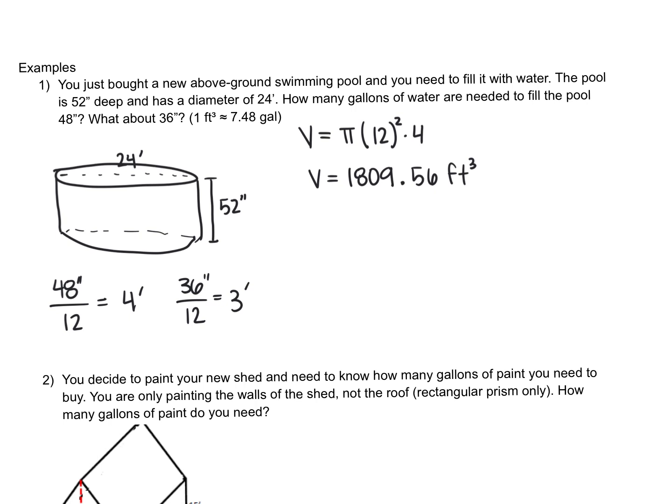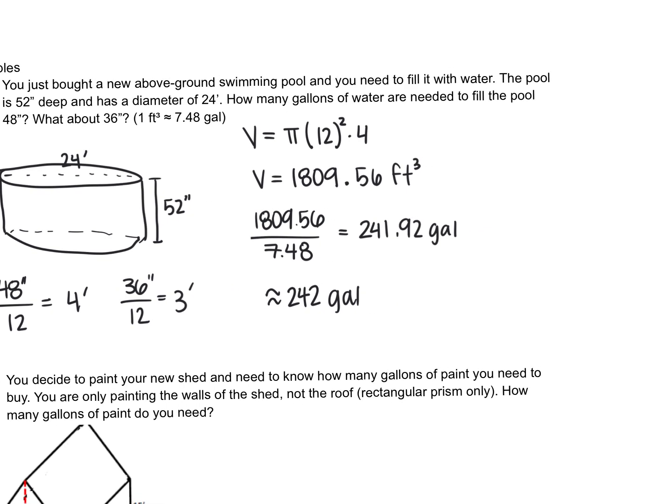Now that I know how much volume I need water-wise in cubic feet, I need to now convert this to gallons. So I'm going to do 1,809.56 divided by the 7.48. And we're going to get 241.92 gallons. And again, not really going to have a decimal gallons, so we'll just round that up and we'll say about 242 gallons. Because you can order water by gallons, and so it's roughly 242 gallons.